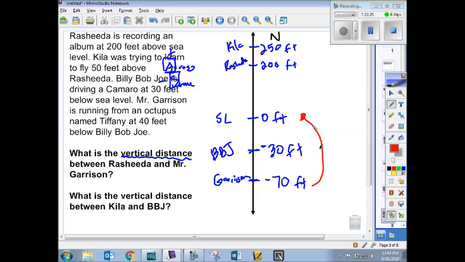70. I'm going to have to go 70 feet. How much farther am I going to have to go to get up to the recording studio? 200. Since I went across 0, what am I talking about? Adding the absolute values, right? So that would be 270 feet.